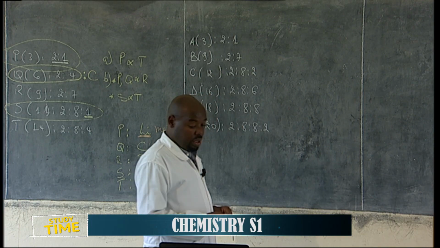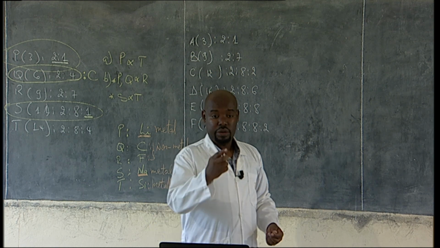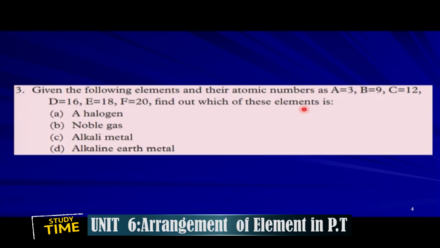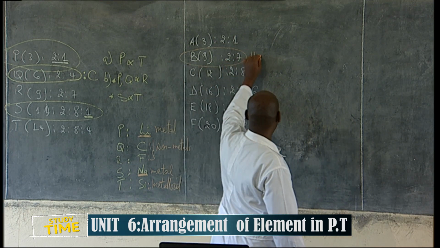So which one belongs to group 7? It's, of course, the one which will be the halogen. It's B. B is a halogen.